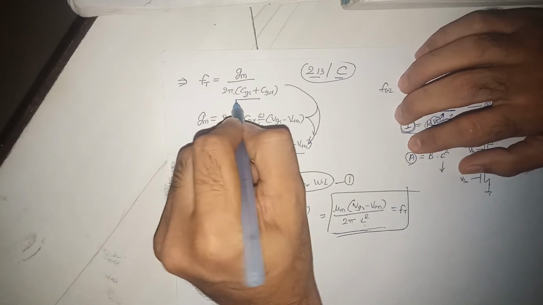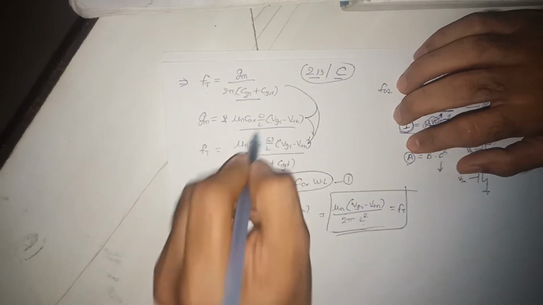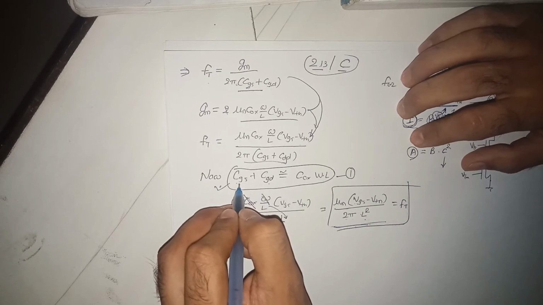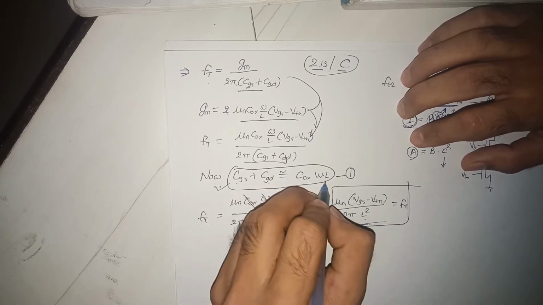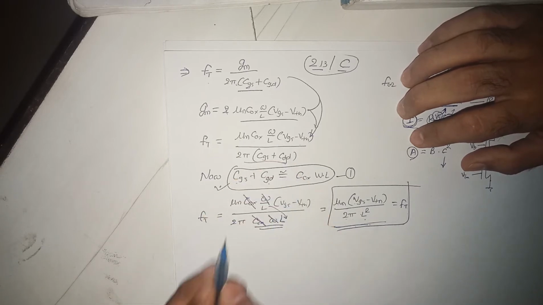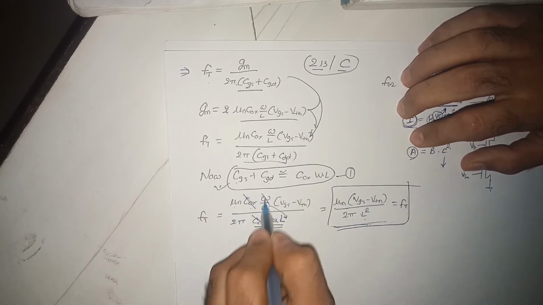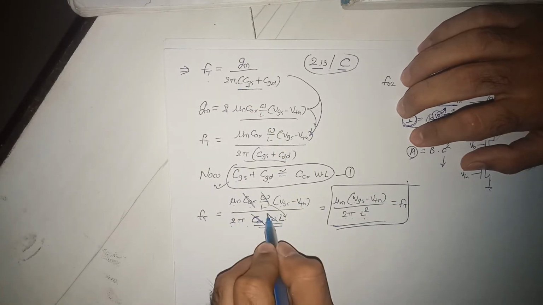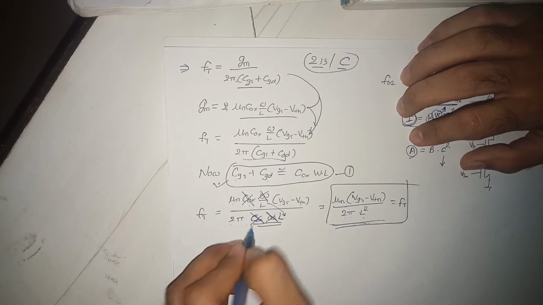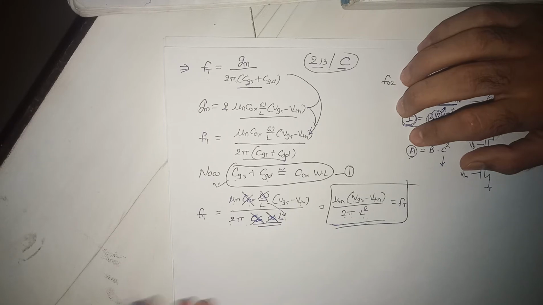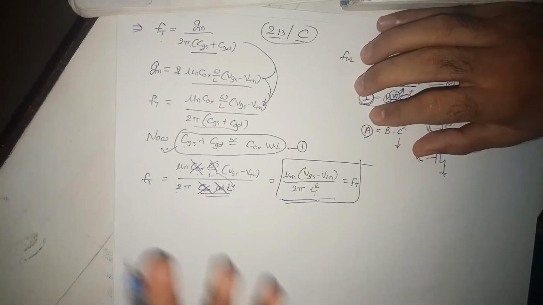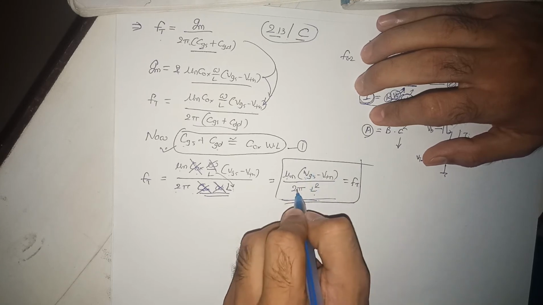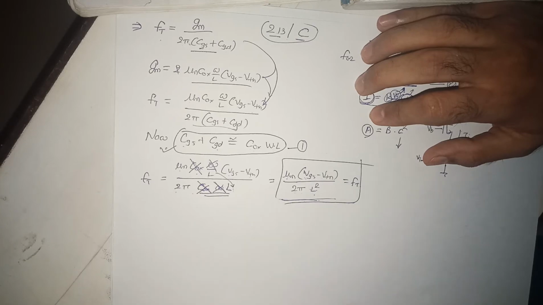Okay, so we know the equation of FT. We know the equation of GM, and this important relation has to be remembered, that is CGS plus CGD is almost equal to COX W into L. If you club those together, mu n COX W by L, VGS minus VTH, that is GM, over 2 pi COX W into L. W will cancel out, COX will be cancelled out, L will come down to the denominator and turn into a square term. So FT will be mu n (VGS minus VTH) upon 2 pi L square.